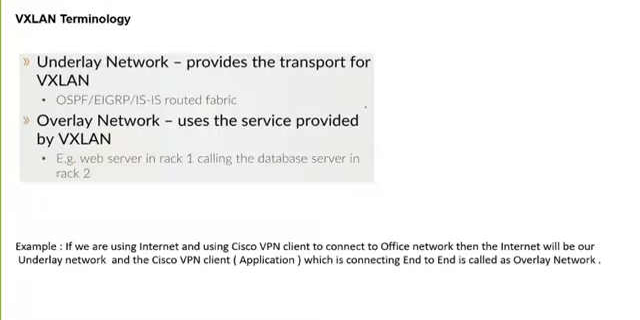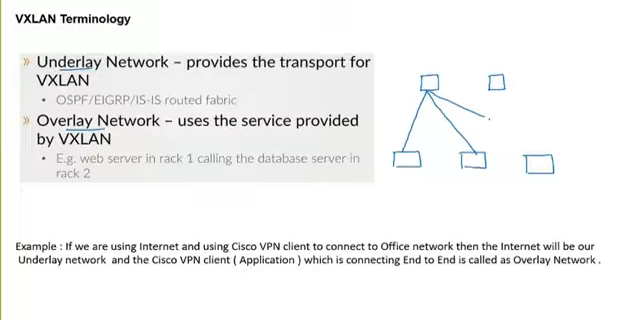Now, in the VXLAN there are two types of network. One is underlay network and one is overlay network. So what do you mean by underlay network? Suppose these are the spines and these are the leaves, and these are all layer 3 links. Right? And in between these, we use any protocol like EIGRP, OSPF, BGP. Once we run a routing protocol between them, we call it an underlay network.